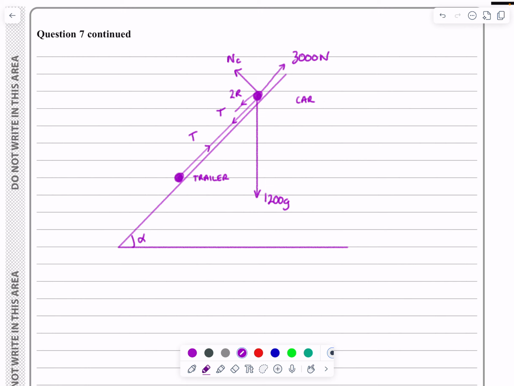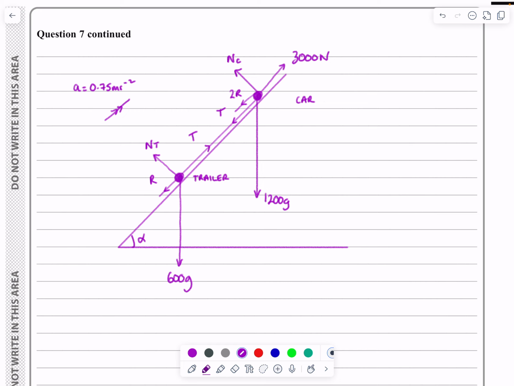Let's have a look at the trailer then. For the trailer, again, start off with the weight. That's going to be 600 G. Again, that's going to have a reaction force, which I'm going to call NT this time. And the resistance due to motion is R there. Why do I know that R is going in that direction? Because it told me that it's accelerating up the plane with 0.75 meters per second squared. So just checking, I think that's all my forces on my diagram.